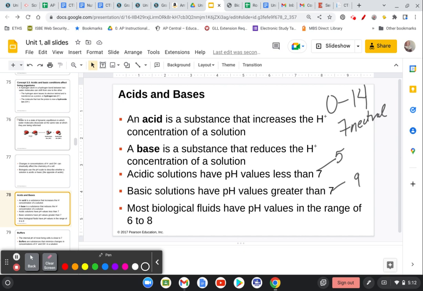Now, the reason this is important, again, we're relating everything back to living systems, is because biological systems really need to be in this range of 6 to 8. If they get any more acidic or more basic, then the body can really, really suffer. And you could, in extreme cases, have death if you really don't keep that pH in check.